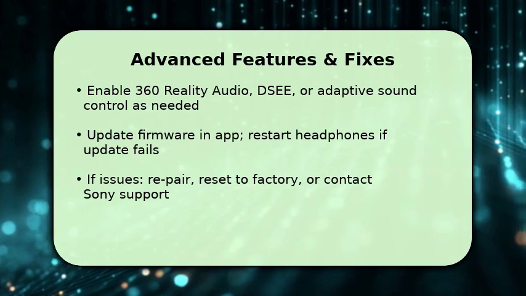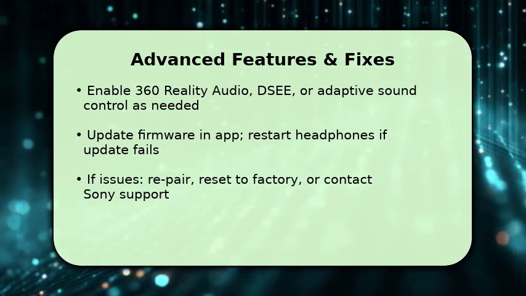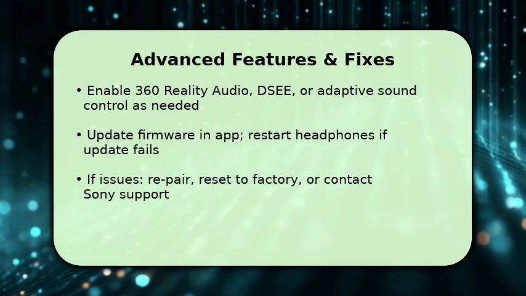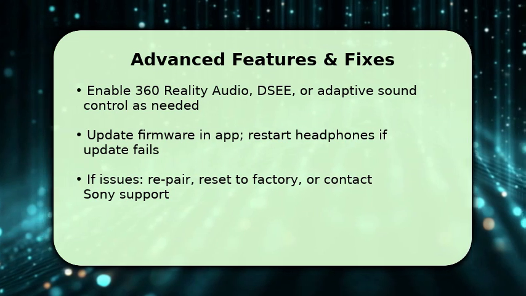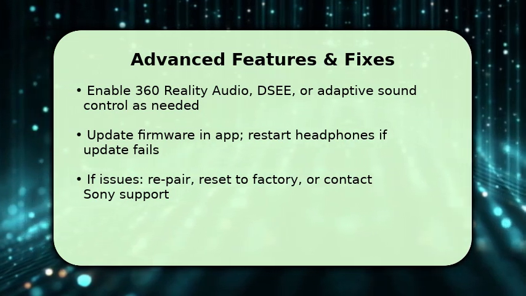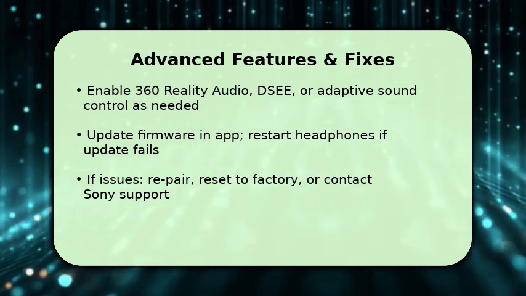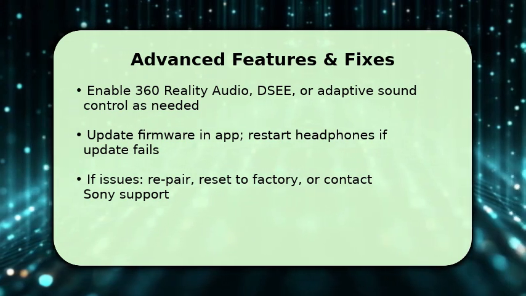If playback stutters or controls fail, first restart both devices, then re-pair. If that fails, perform a factory reset following the model instructions. Troubleshooting tip: if pairing repeatedly fails, clear the app cache, reboot the phone, and try again.